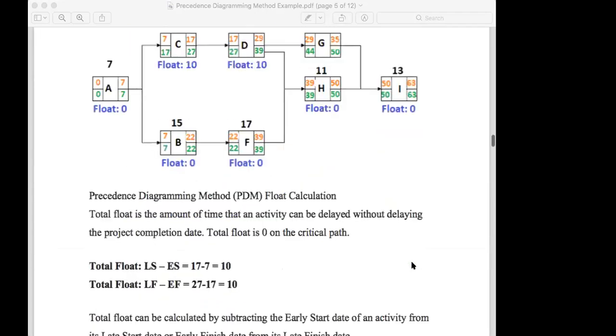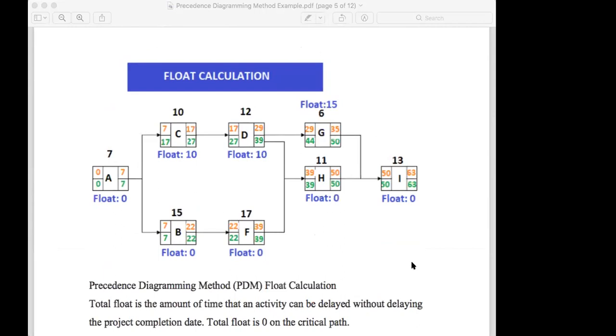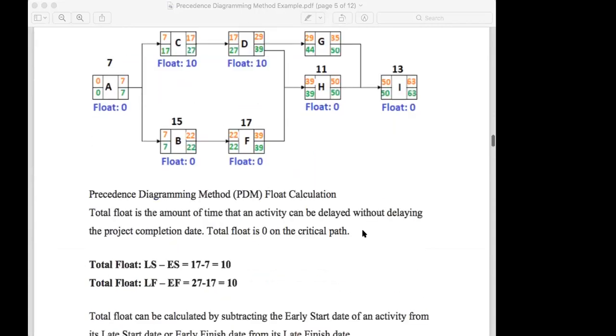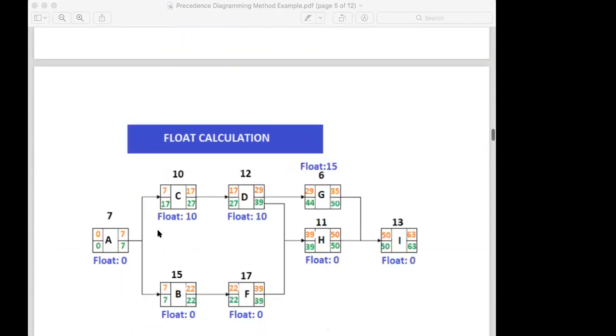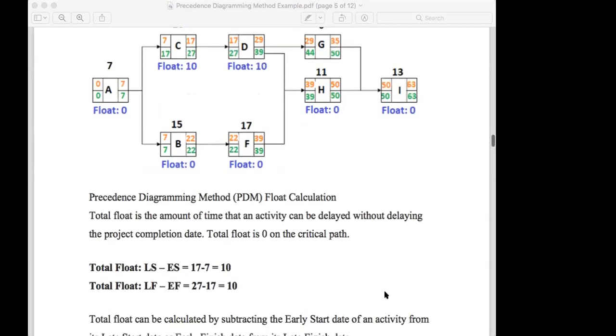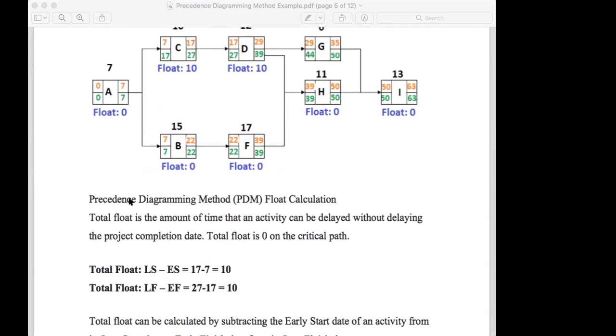This is the network. Now you're coming to the float calculations. Now you see here what float is, as I explained earlier, what you write here is the total float. Precedence diagram method float calculation. Total float is the amount of time that an activity can be delayed without delaying the project completion.